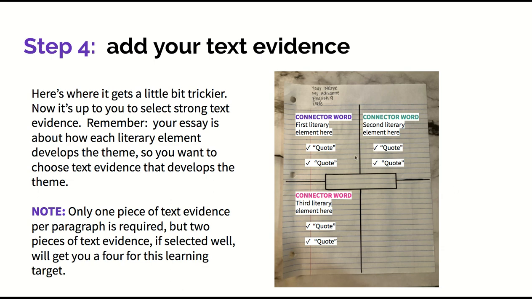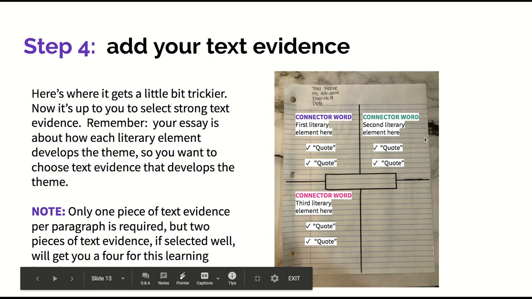Okay, so maybe you want to do 1 piece of text evidence here, 2 here, 2 here, or 2 here, 1 here, 1 here. It doesn't matter to me, but just make sure you have at least 1 piece of text evidence per body paragraph or per box here.